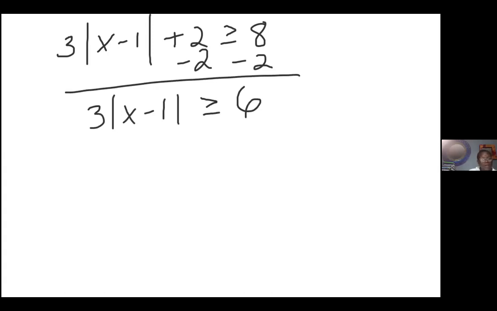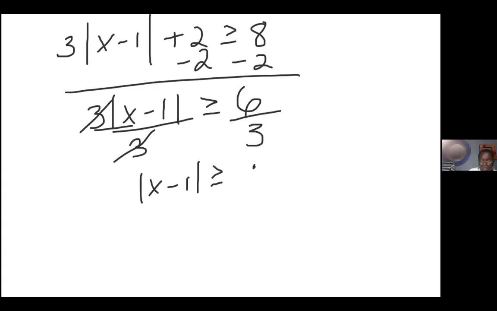Now this 3 coefficient, this 3 in front of the absolute value, guys, you need to get rid of it. To get rid of it, we're going to divide both sides by 3. So this cancels out, leaving you with the absolute value of x minus 1 is greater than or equal to 2. Now, once you isolate your absolute value, then you can break it up into two inequalities. Now, x minus 1 is greater than or equal to 2.